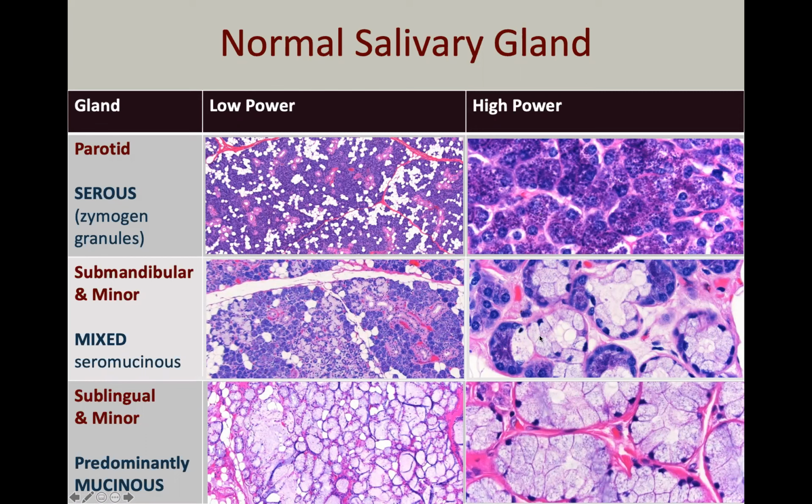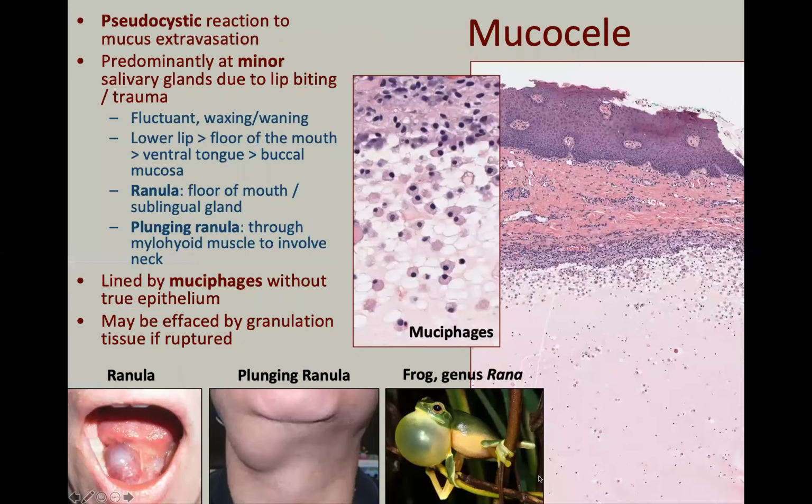The submandibular is mixed serous, which are purple, and mucinous, which are these pale. And the sublingual and other minor salivary glands are predominantly mucinous. So again, mostly this whitish myxoid material. So the serous are going to be the digestive enzymes, and the mucinous is just going to be the mucin to lubricate those tracts. One of the common non-neoplastic entities we see is a mucocele.